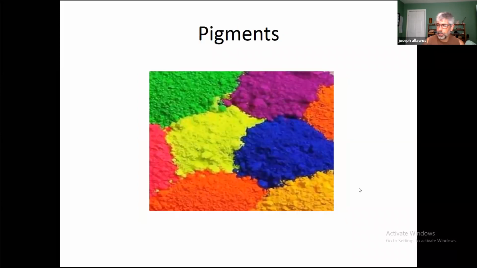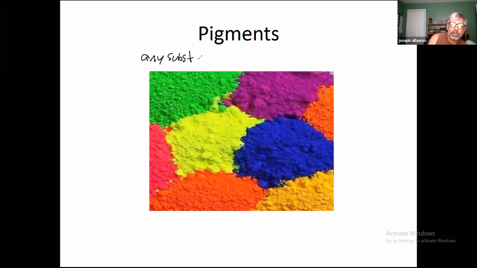There we go. Okay, so next we want to talk about pigments. And by definition, a pigment is any substance that absorbs light. So let's think back to visible light, Roy G. Biv, right? The colors of the rainbow.